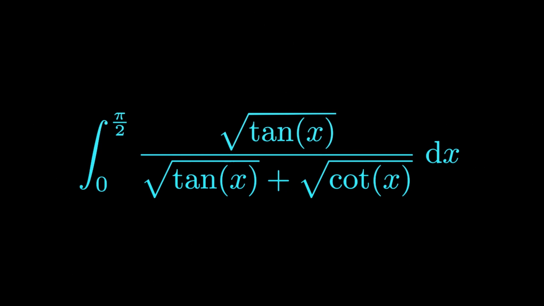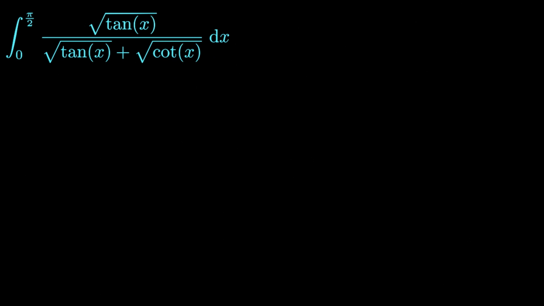Hey everyone, in this video what we're going to do is find the integral from 0 to pi over 2 of the square root of tangent of x divided by the square root of tangent of x plus the square root of cotangent of x, by flipping the integration variable's direction. Let's begin by setting x to be equal to pi over 2 minus y.